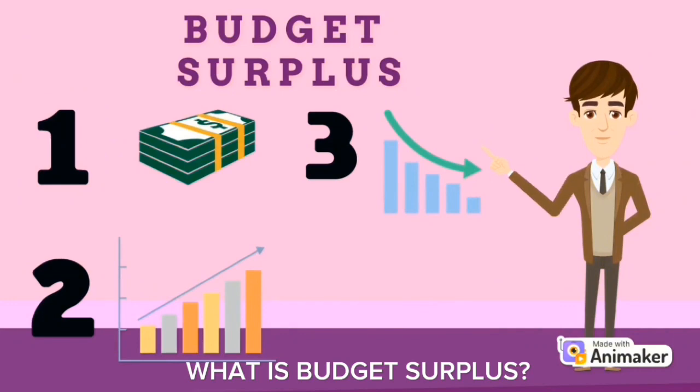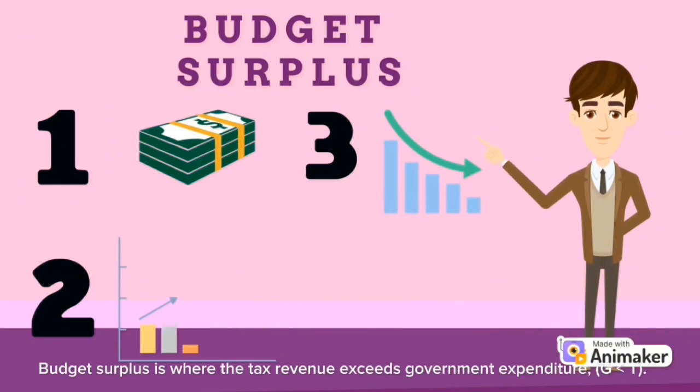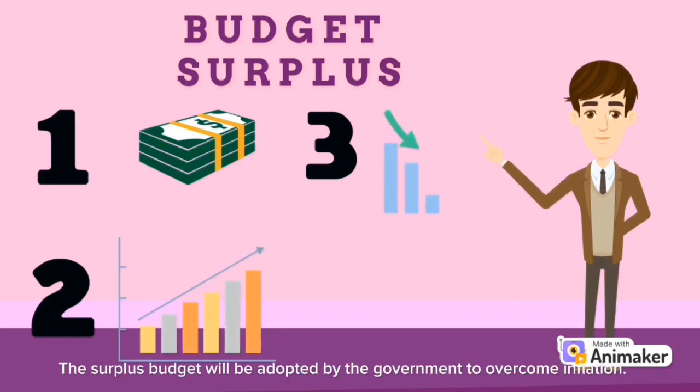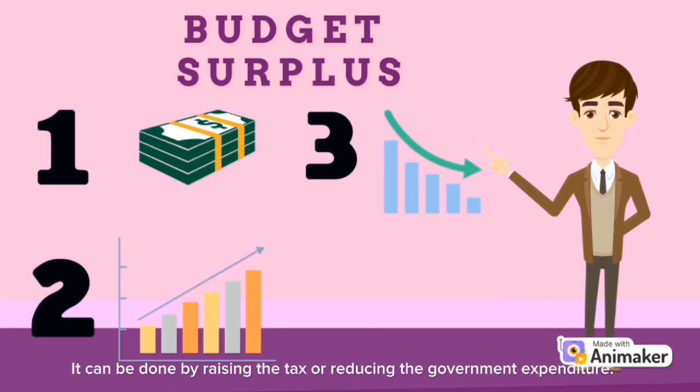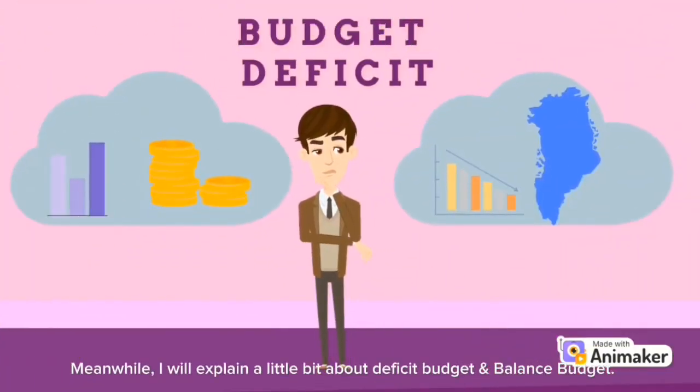What is budget surplus? Budget surplus is where the tax revenue exceeds government expenditure, T greater than G. The surplus budget will be adopted by the government to overcome inflation, and it can be done by raising the tax or reducing the government expenditure. Meanwhile, I will explain a little bit about deficit budget and balanced budget.